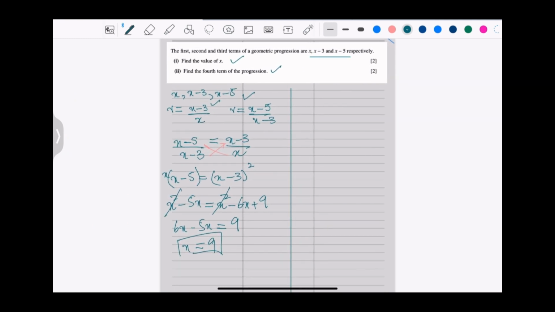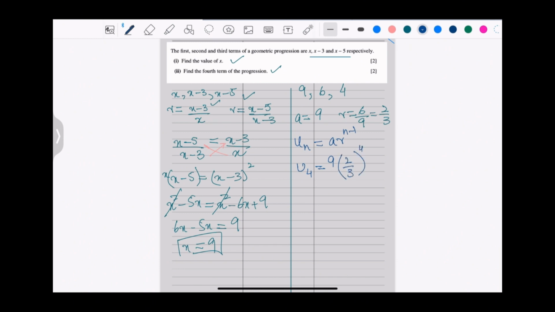Since x is 9, the first term becomes 9, the second term is 9 minus 3, which is 6, then 9 minus 5 becomes 4. In this, a is equal to 9, and the ratio is 6 over 9, which is equal to 2 over 3. Now moving on is the fourth term. So u of n is equal to a r to the power n minus 1, and u of 4 is equal to a, which is 9, times r, which is 2 over 3.